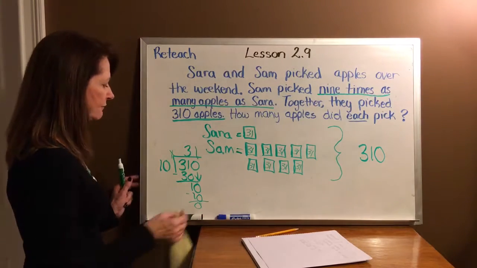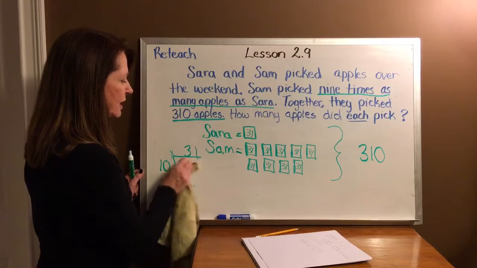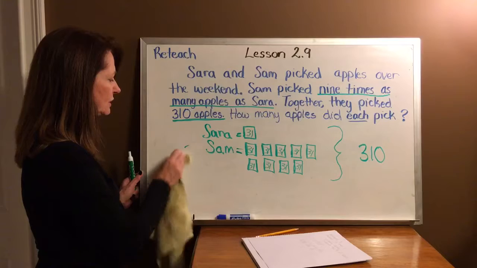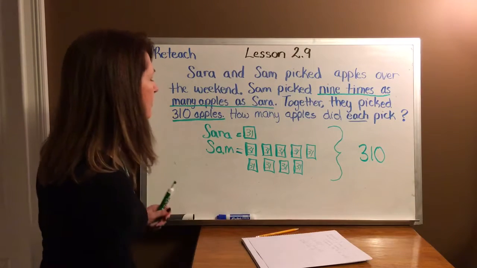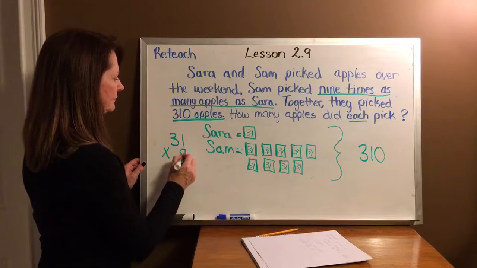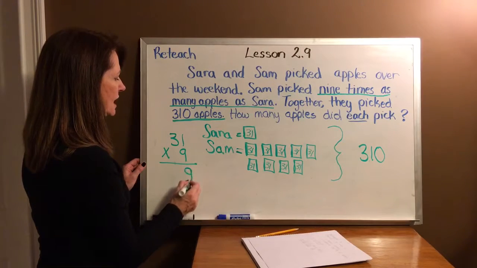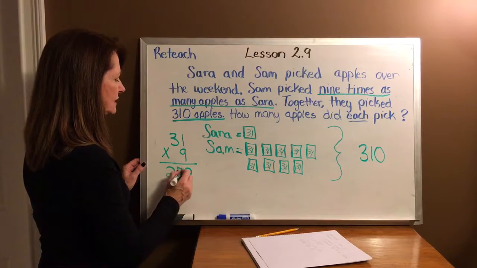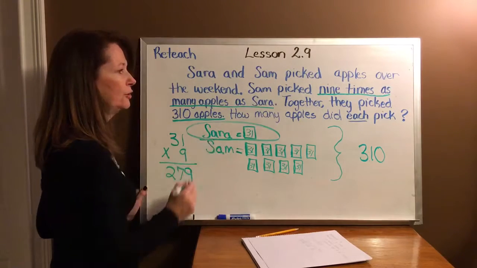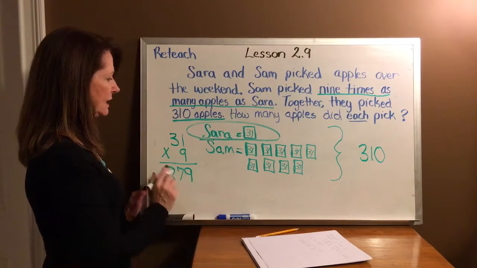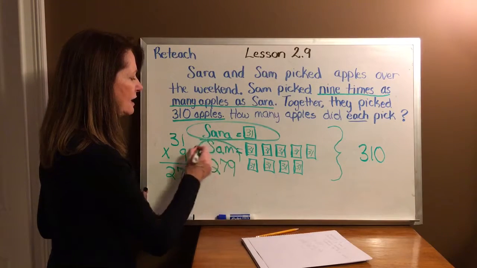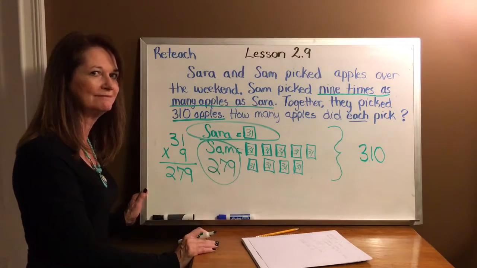So let me go ahead and clean this off right here. And again, on your scratch paper, I prefer you keep all of your work, but because of space, I'm going to go ahead and erase that. But we are about to have our answer here. 31 times 9. 9 times 1 is 9. 9 times 3, 279. So Sarah had 31 apples that she picked, and Sam picked 279 apples. Okay? Good job.